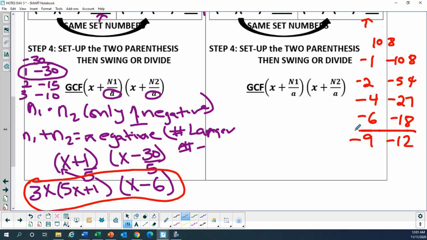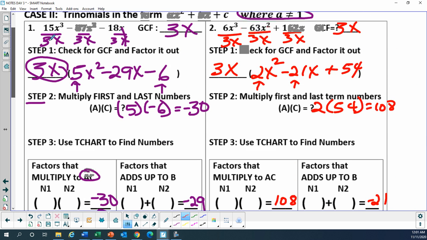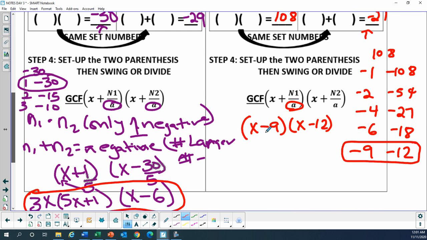I think we got it, right? Because when I take negative 9 minus 12, it will give me negative 21, and when I multiply them, I get 108. So now we come here: x minus 9 and x minus 12. Remember, I still need to divide by a. So go up. What is a in this case? a was 2. So I need to divide by 2. So I'm going to divide the 9 by 2 and the 12 by 2.